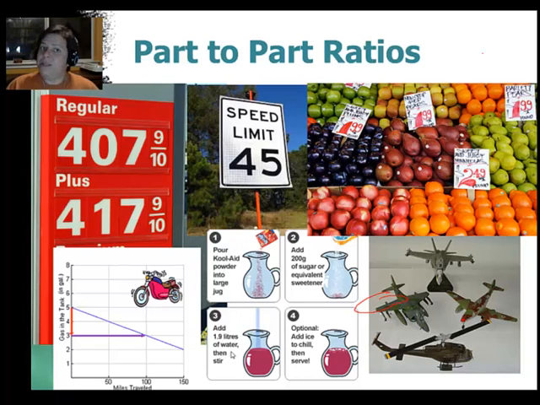And last but not least, a ratio we spent a lot of time on this year is slope, where you do the change in height to the change in distance, or the horizontal distance, which is called the rise over the run.